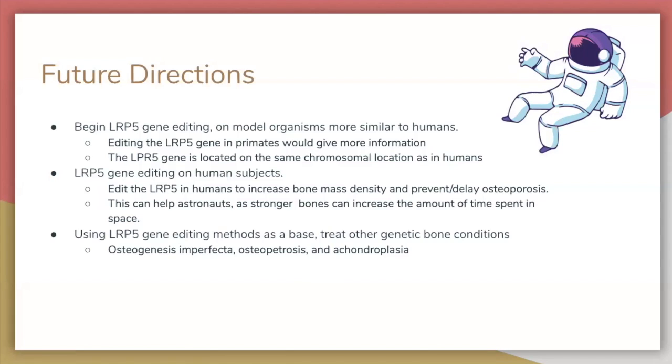Lastly, by using the LRP5 gene editing methods as a base, we could treat other genetic bone conditions such as osteogenesis imperfecta, osteopetrosis, or achondroplasia.